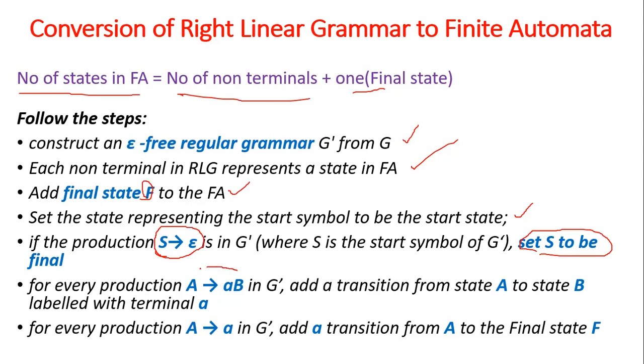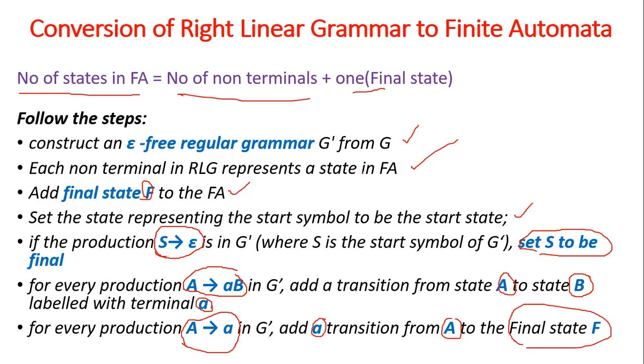For every production in the form A tends to aB, you have to add a transition from state A to state B labeled with terminal a. For every production in the form A tends to small a, with only one terminal on the right hand side, you have to add a transition from state A to the final state, labeling the edge as small a.